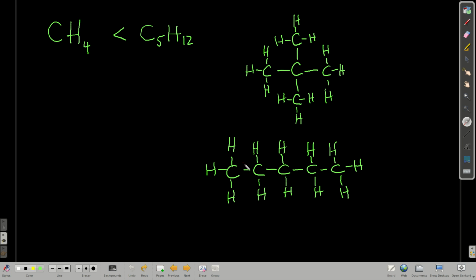The more places there are that these electrons can shift around and attract other molecules. So comparing these two molecules, we would say that this one down here with more surface area has stronger dispersion forces than this one with less surface area. The more spherical a molecule is, the less surface area it has, and the weaker its dispersion forces.